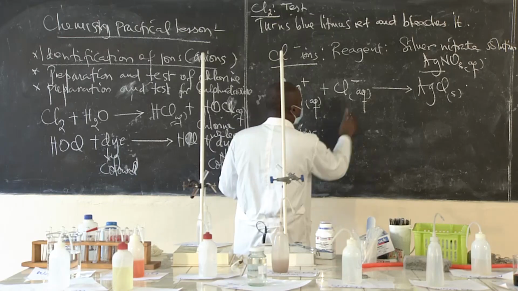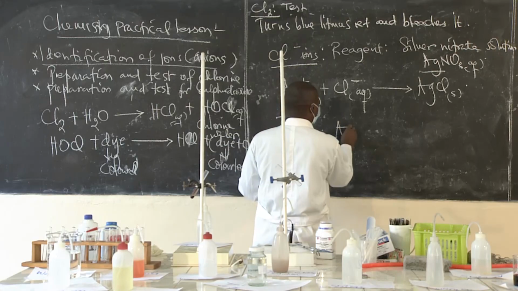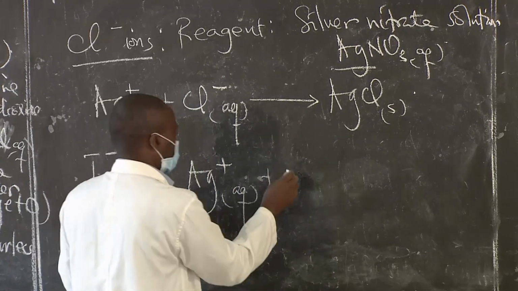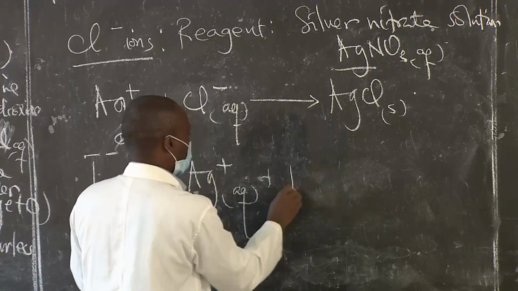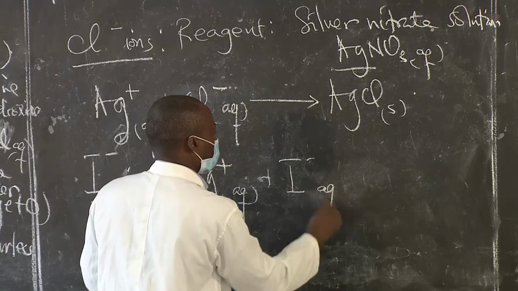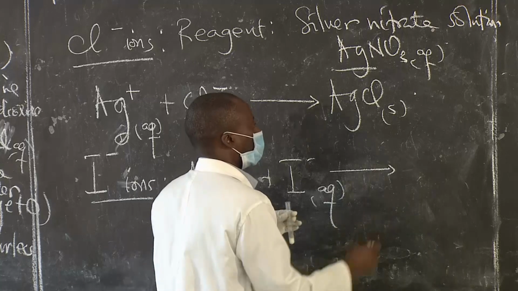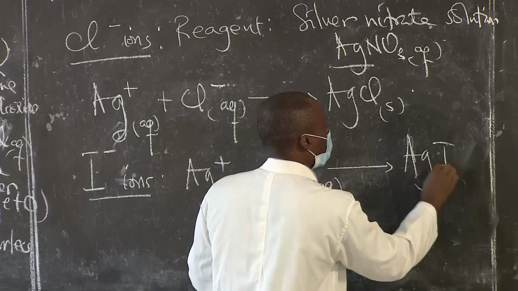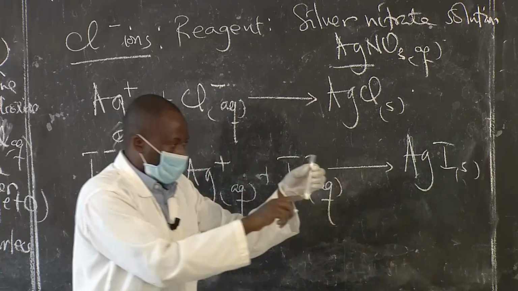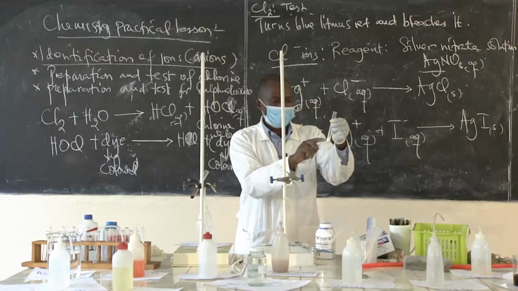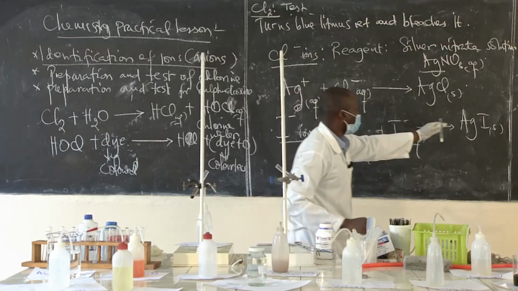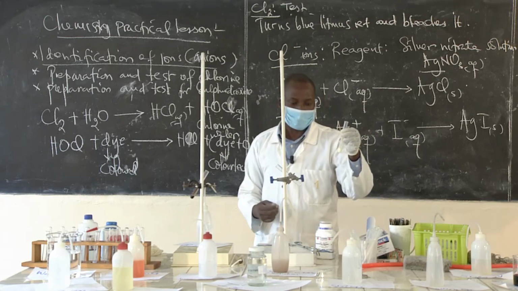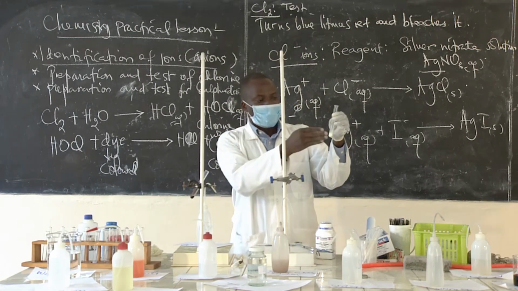So we have the same reagent. We're having the silver ions reacting with the iodide ions in this solution and then forming silver iodide. So this pale yellow precipitate is the silver iodide here. This is the pale yellow precipitate that we are just seeing right now.